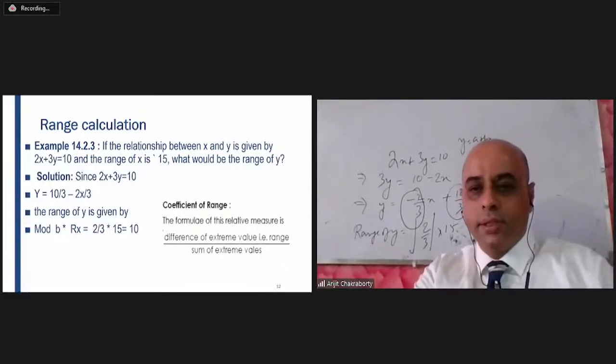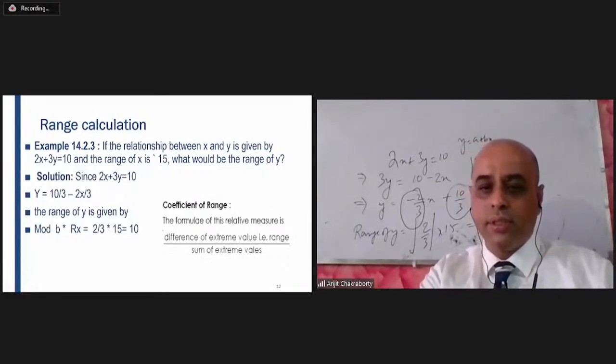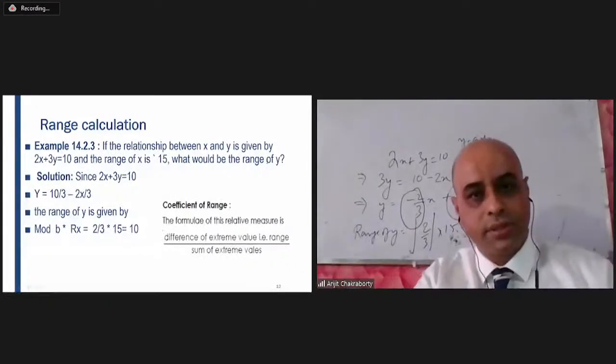Once again, you can see the coefficient of range formula: difference of extreme values divided by sum of extreme values, right?